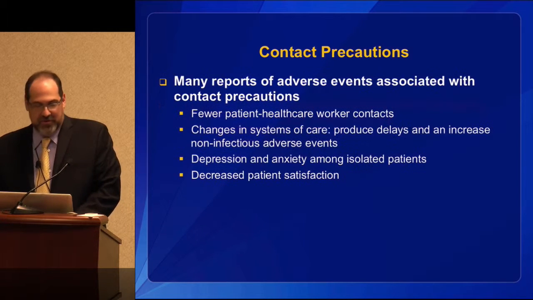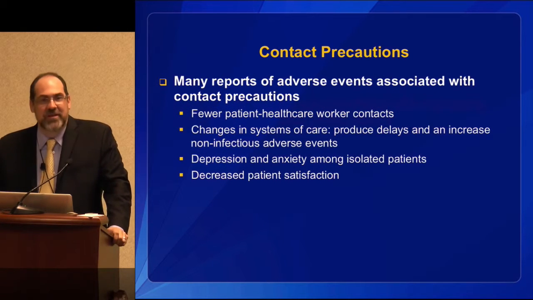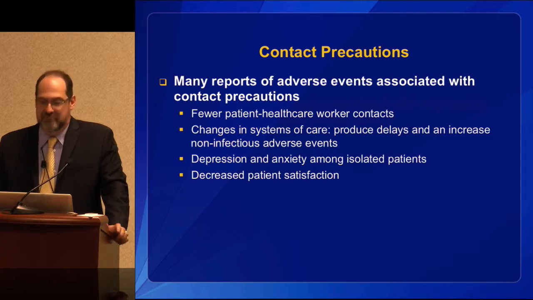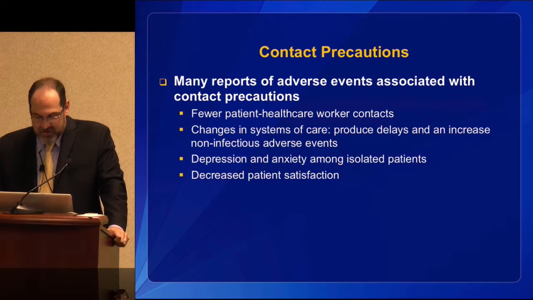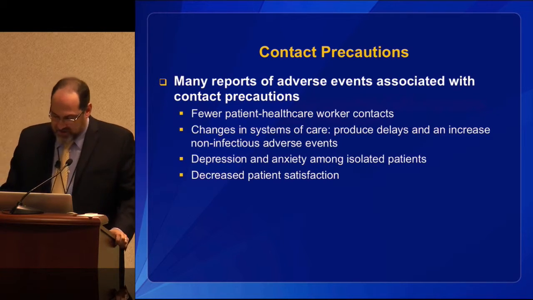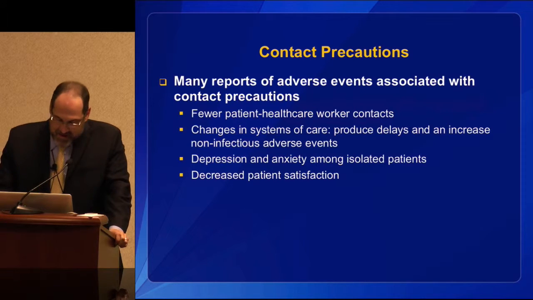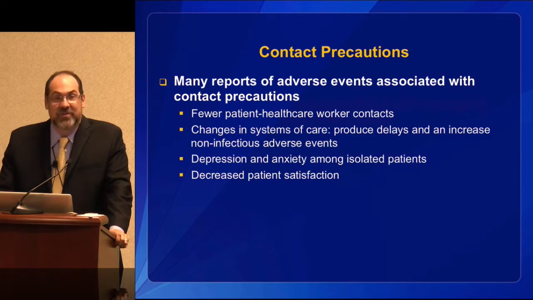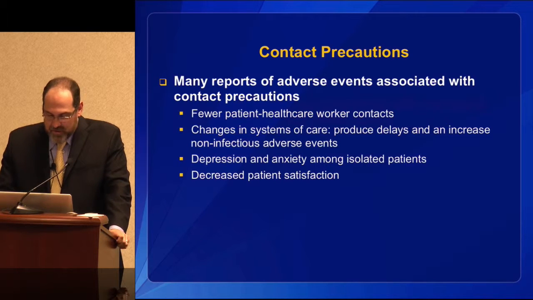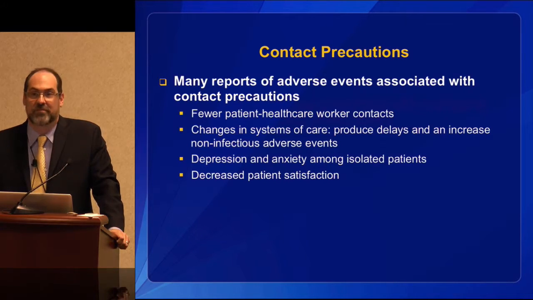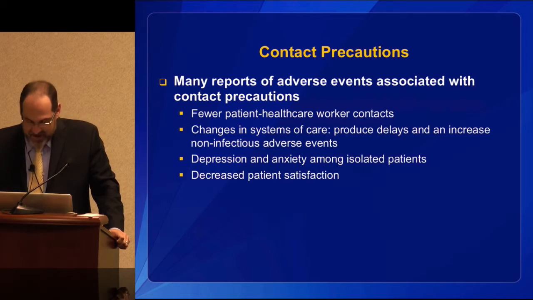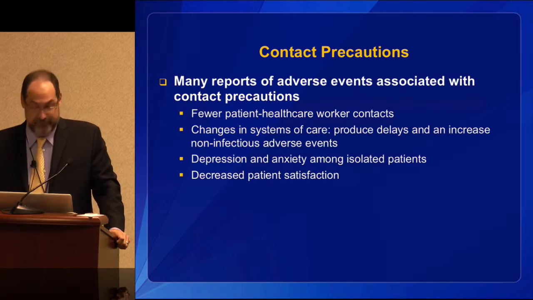So if you do a literature search, you're going to easily find 15 to 20, I think, lower quality studies that address the issue and show or discuss patient harm. And these typically identify 4 points. First, if you have patients in contact precautions, there are fewer healthcare worker contacts. We go into the room less than we usually do. And not every study has looked at this or reported it, but there's a good number.